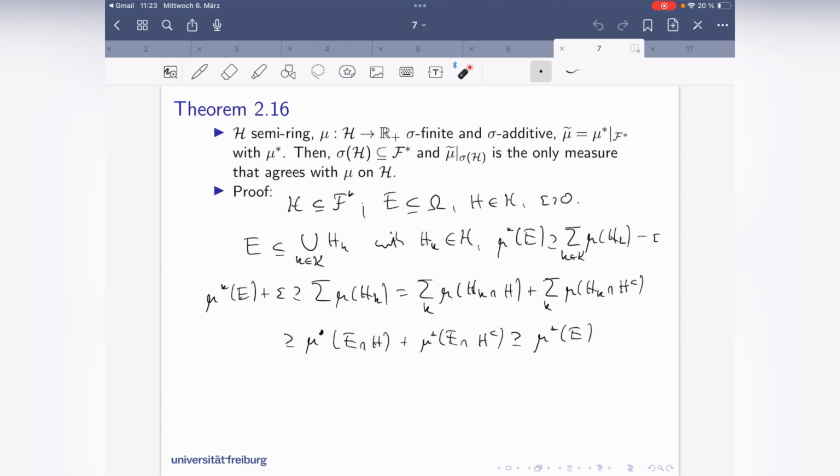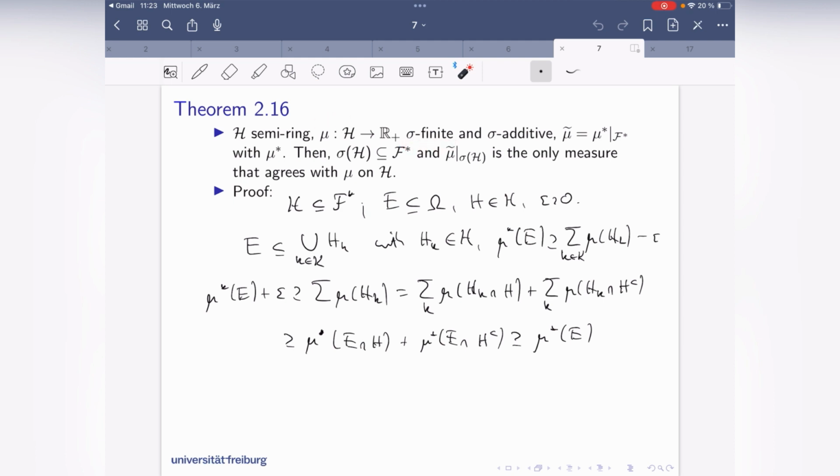Then this theorem guarantees us that we can extend this mu here uniquely to sigma of H, so to the sigma algebra generated by H. And that's exactly what we want here. So we have to check if we have all necessary things for our mu.